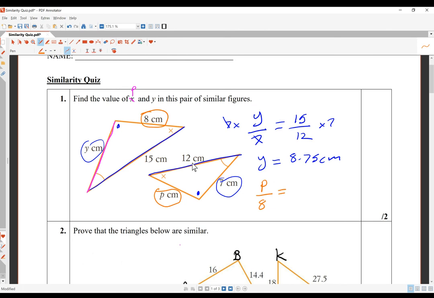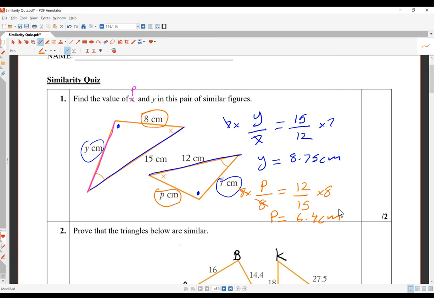Now, we used the 12 and 15 before, so we use those again. So we're going to start with the 12 this time and then divide that by the 15. Remember, the order that you start dividing in has to be maintained. So small triangle divided by big triangle. So P divided by 8 is equal to 12 divided by 15. All right, now multiply both sides by 8. That cancels, and that should give you P is equal to 6.4.